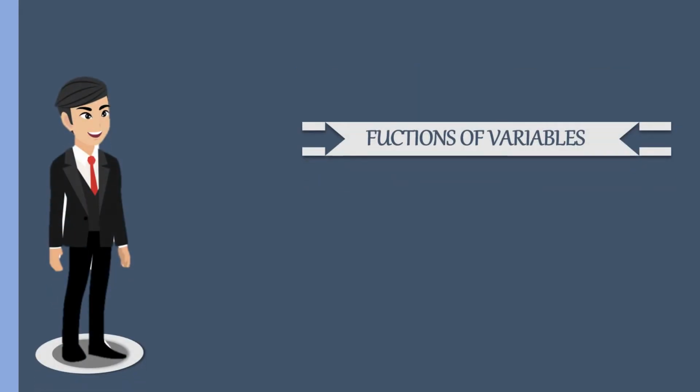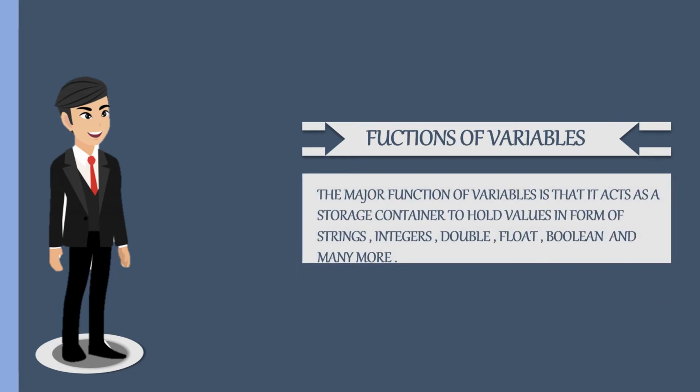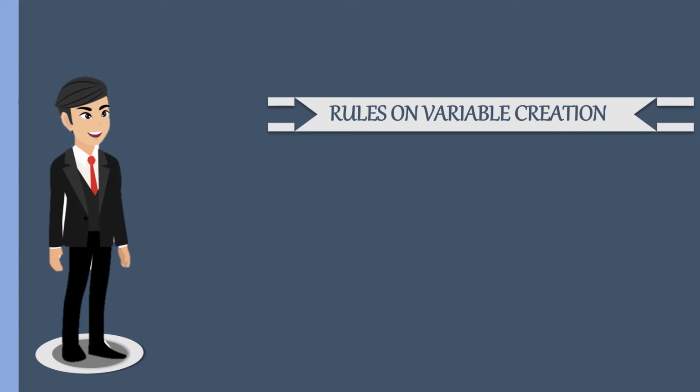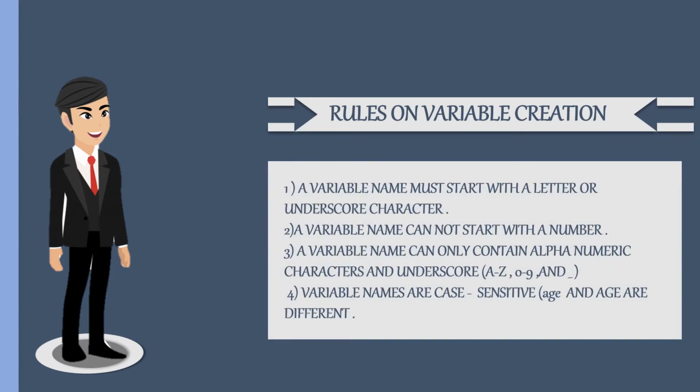Functions of variables. The major function of variables is that it acts as a storage container to hold values in form of strings, integers, double, float, boolean and many more. Rules on variable creation. The rules are that 1. A variable name must start with a letter or underscore character. 2. A variable name cannot start with a number. 3. A variable name can only contain alphanumeric characters and underscore. 4. Variable names are case-sensitive. Example: lowercase age is different from uppercase age.